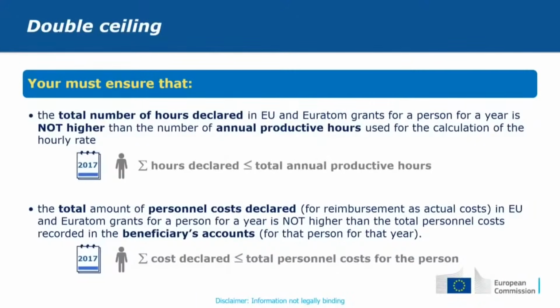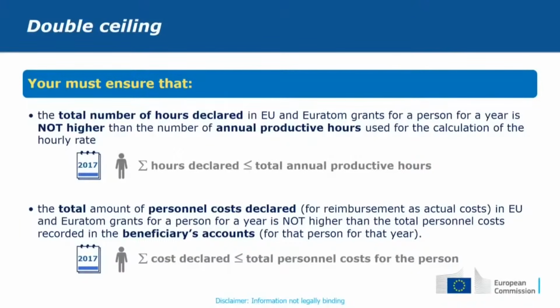Now, there are 2 ceilings that apply to your personal cost declarations. In reality, the 2 ceilings are based on the principle that the grant itself can never result in a profit for you. So we are covering costs, right? If you are making a profit, we are going beyond what has been your actual cost. That would not be possible. To ensure that we respect this general rule of not making any profit out of the grant, there is a double ceiling on your personal cost declaration.